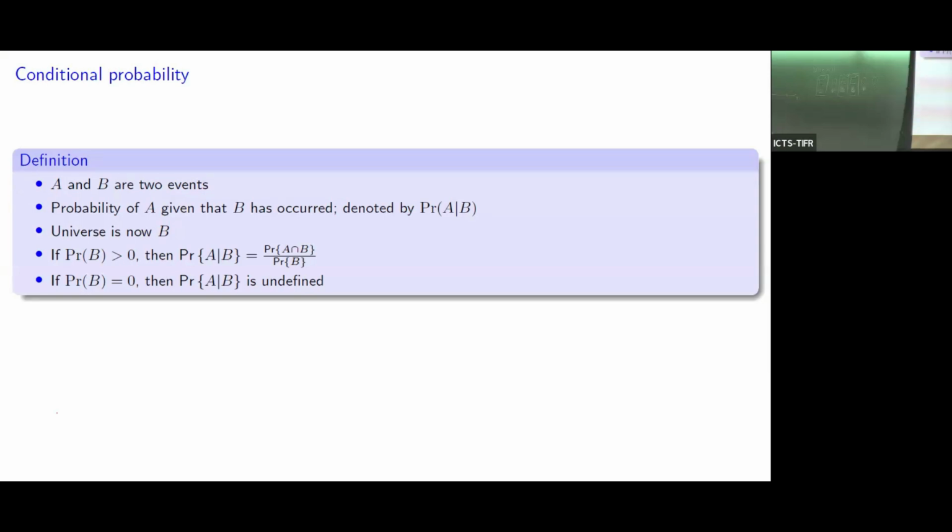Suppose you are interested in this value 2. You'll see that given that E has occurred, 2 has occurred 2 times out of 3. 2 has occurred 2 times out of 3. So that is the conditional probability.